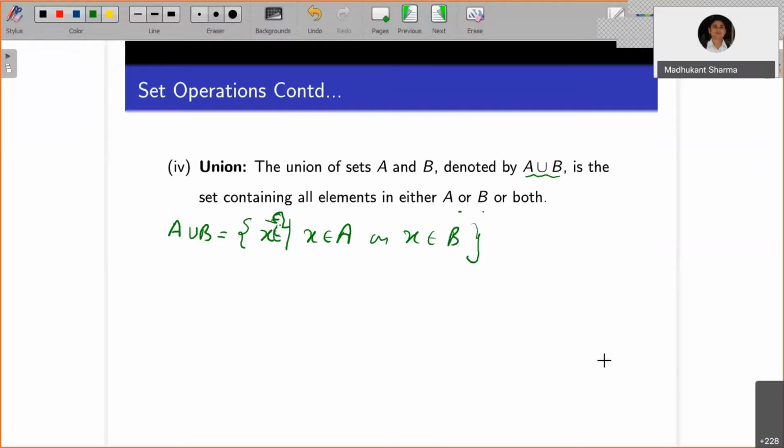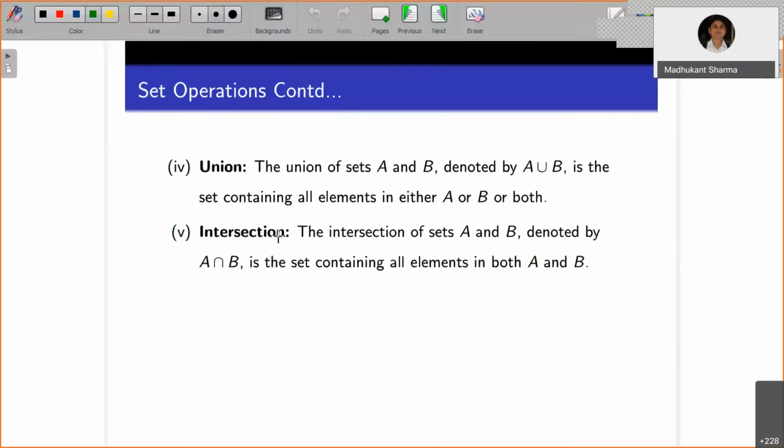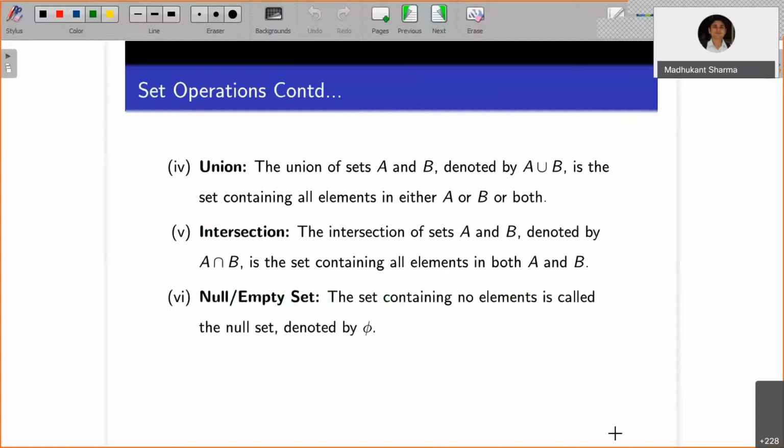Okay, right. Similarly, you can define the intersection. A intersection B is the set of all elements in omega such that X belongs to A and X belongs to B. Both. Then null or empty set. By convention, the set containing no elements is called the null set or empty set, for which the standard notation is phi.